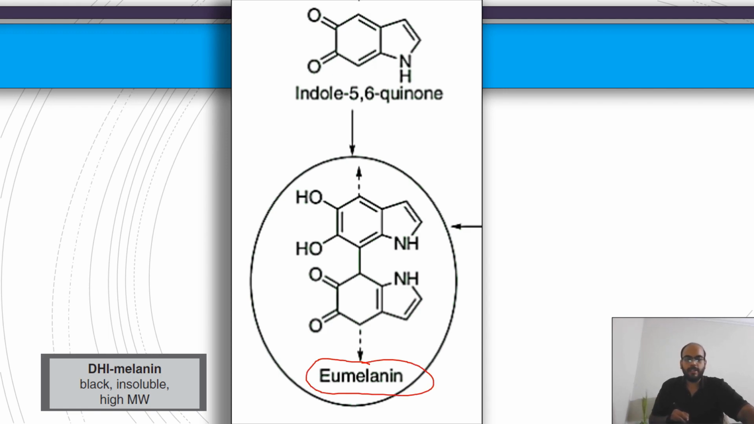And this eumelanin is formed by dihydroxyindole. That is why it is known as DHI melanin. It is black, insoluble, and has high molecular weight. Okay, eumelanin. But remember, I told you that dopachrome is shuffled to two pathways.